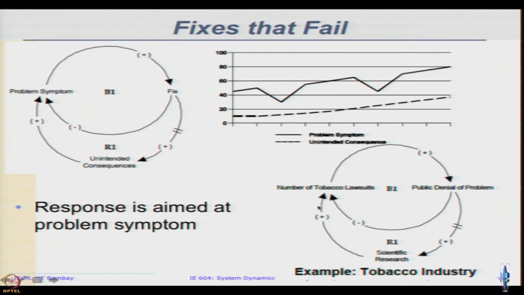One of the examples given is the number of tobacco lawsuits, and the tobacco companies made a lot of public denials saying that it doesn't cause cancer and things like that. But then after a delay, a lot of scientific research started publishing, and then more tobacco lawsuits started coming much later and much larger. So the problem didn't go away, it came in a much larger amount later.